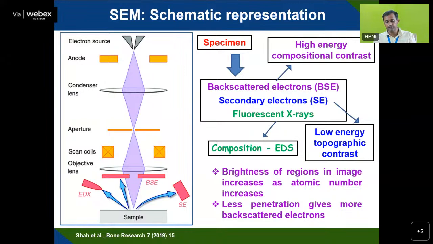If you have a higher penetration, then the probability of generating secondary electrons is higher, but if you have less penetration, you will get mostly backscatter electrons, and those electrons can be used for compositional analysis with the backscatter electron.